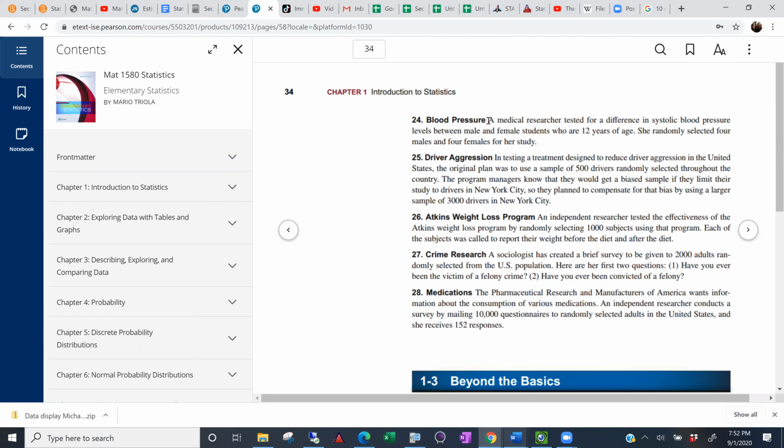Problem number 24. A medical researcher tested for a difference in systolic blood pressure levels between male and female students who were 12 years of age. She randomly selected 4 males and 4 females for her study. So again, observational study or experiment? Would it be observational? I've got to vote for observational. Yeah, observational. You're not modifying them in any way. You're just collecting data from them. Cool.